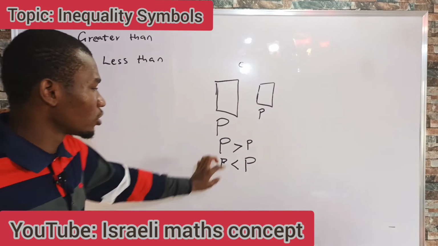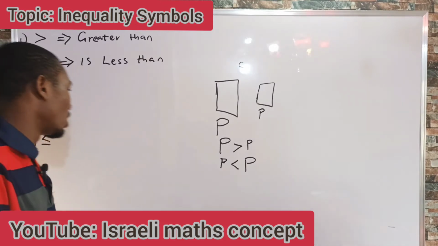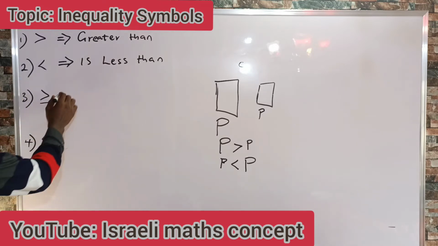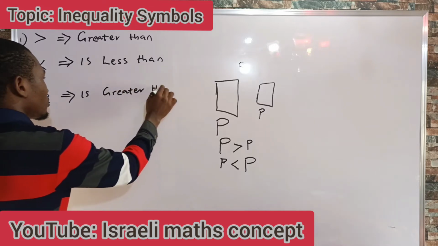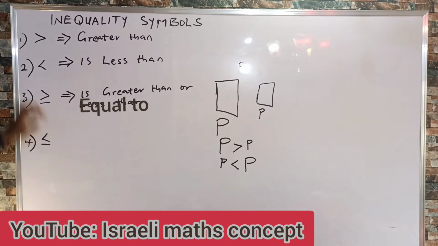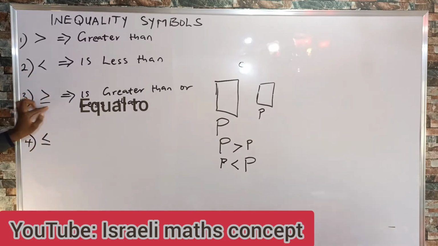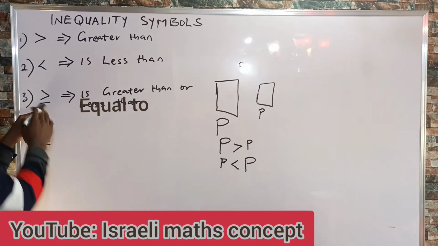Having understood the meaning of less than and how it can be applied in real life situations, let's move to the third inequality symbol we have. This third inequality symbol, we call it is greater than or equal to. The one on top implies is greater than, and the one below means is equal to. The meaning of greater than or equal to simply means that any value attached to it should take its value from exactly that number you are given, then upwards.